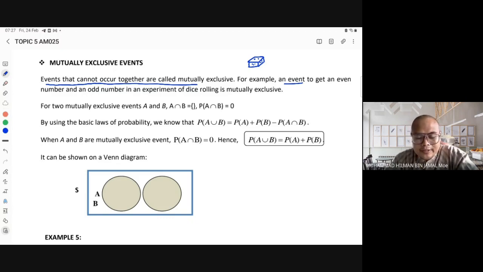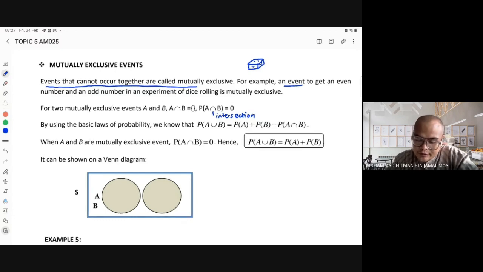Okay, so apa yang akan menjadikan event ni adalah mutually exclusive? So disebabkan dia tidak boleh berlaku secara serentak, maksudnya dia punya intersection adalah sama dengan kosong. Okay, so dia punya intersection adalah equal to 0. Okay, so bila dia tak boleh berlaku, so basically tak ada intersection kan, maksudnya dia tak akan berlaku secara serentak. Okay, so the reason why ada intersection adalah sebab dia boleh berlaku secara serentak.